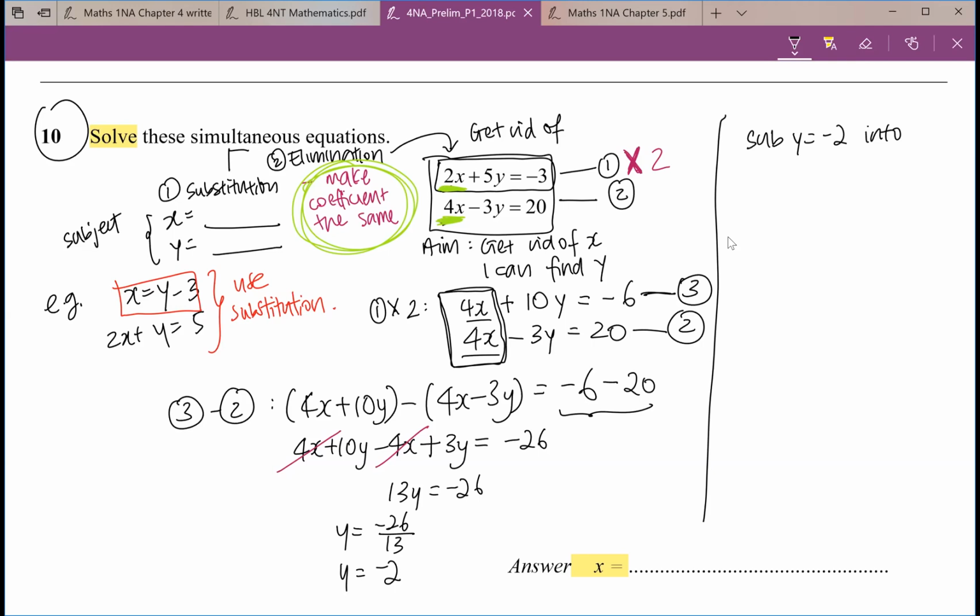It doesn't matter actually. I can just sub into any equation because the x and y values are the same. That's how I do 1. So 2x plus 5, instead of writing y, I write how much? Negative 2. Yeah, very good. So 2x minus 10 equals -3.